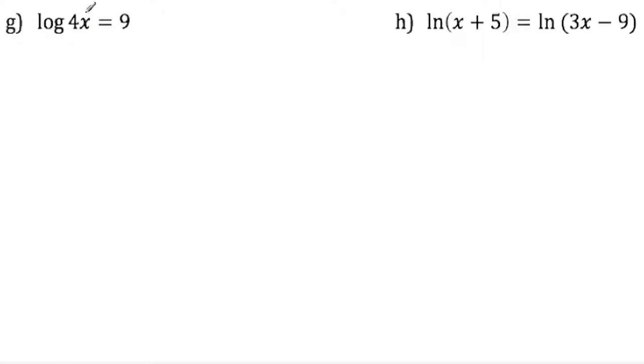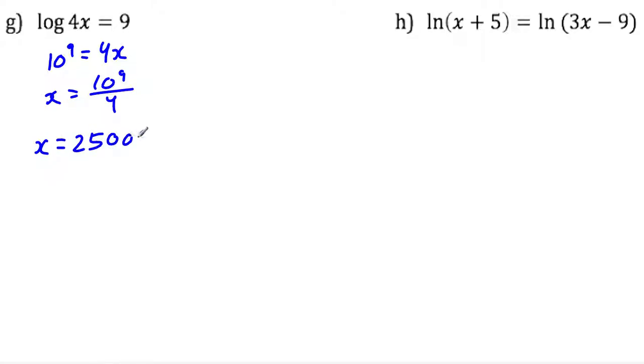Next up, I have log of 4x is equal to 9. Don't forget, when I don't write the base of the log, this actually means that it's base 10. So this is 10 to the 9th is equal to 4x. So this is going to be a really large number. And then if I divide this by 4, I get that x is equal to 10 to the 9th over 4. So x is going to be equal to this large number. 250 million. Yes, 250 million. A lot of zeros.